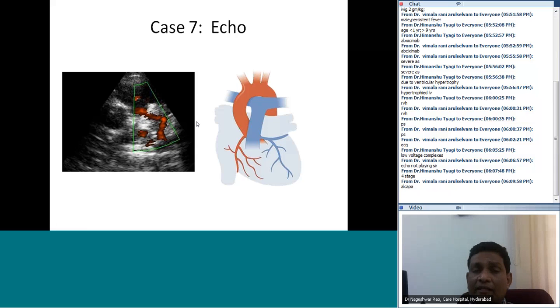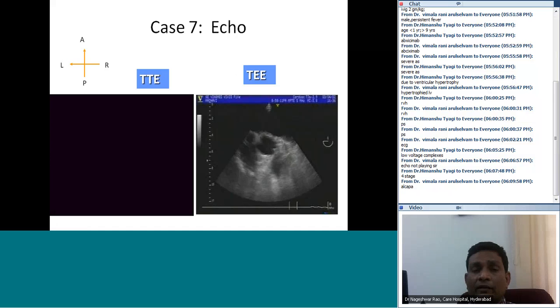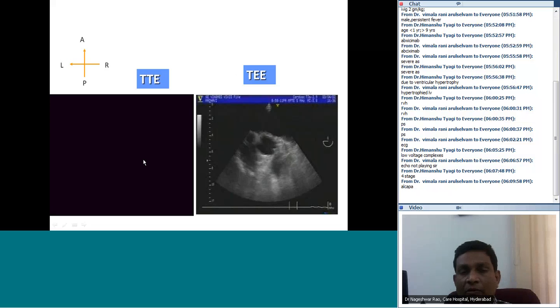So this is another adult patient actually. They came for evaluation. She used to get chest pain whenever she was playing table tennis. This is the transthoracic echocardiogram and this is the transesophageal echocardiogram. Can you see the transthoracic echocardiogram here? Here, this is the right coronary artery actually arising from the left coronary artery and going here.